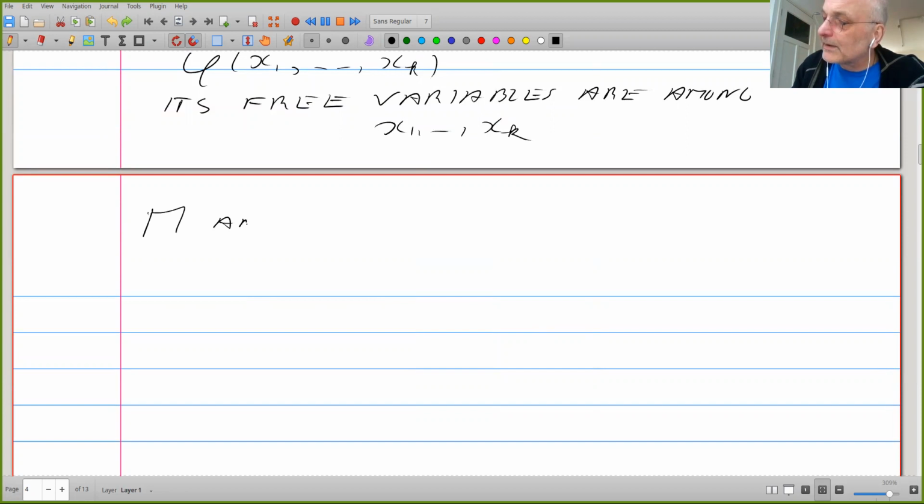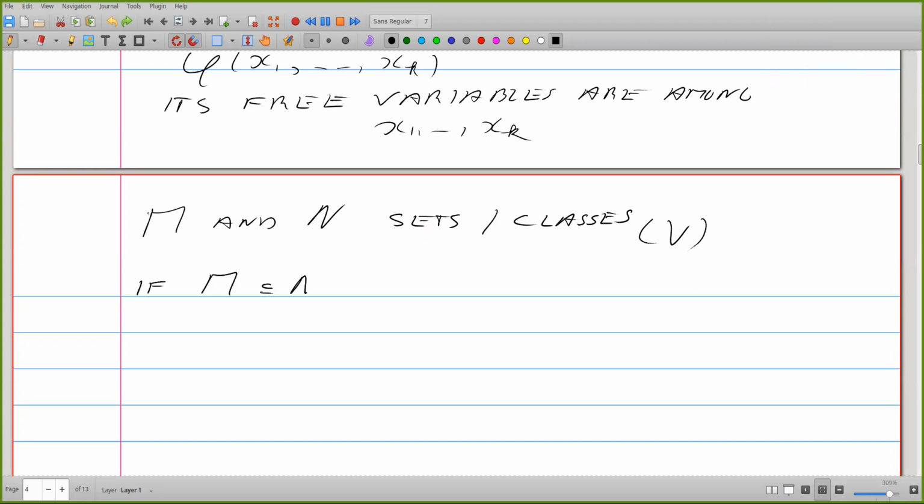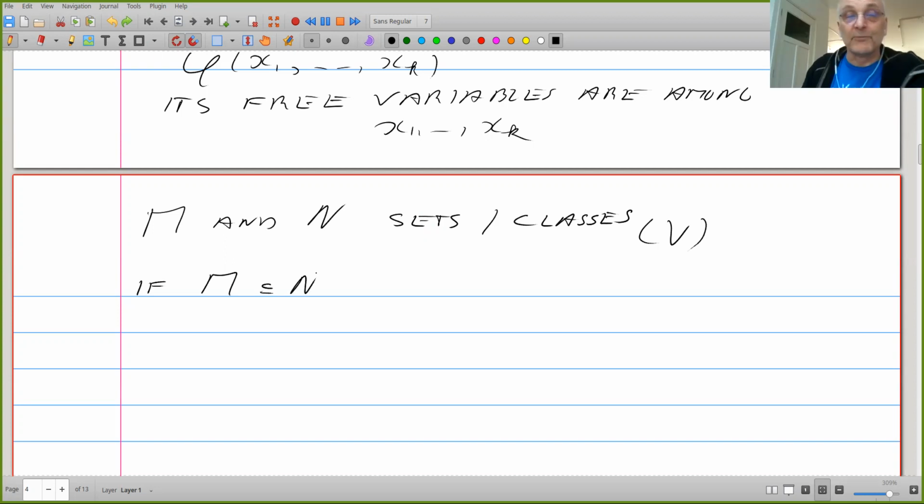M and N will be sets. They could be classes as well, and the only real class that we'll be talking about would be the class V itself. Otherwise, we'll be talking about sets mostly. Okay, if M is a subset of N, so absoluteness only works if one is a subset of the other.